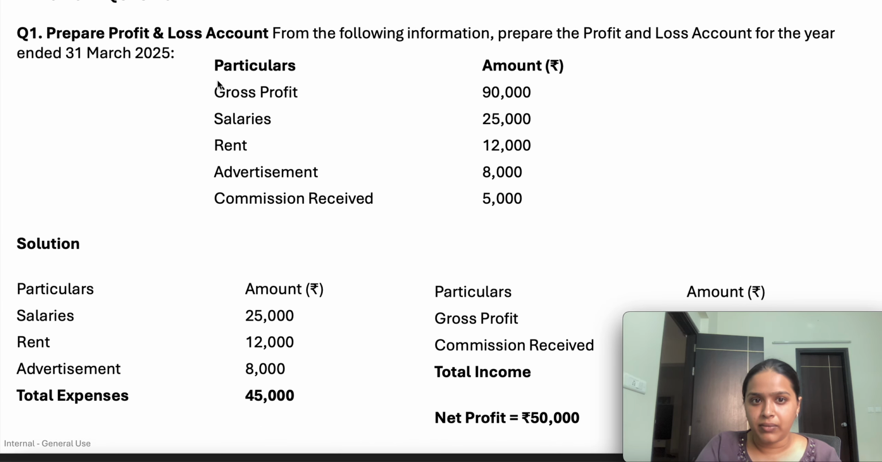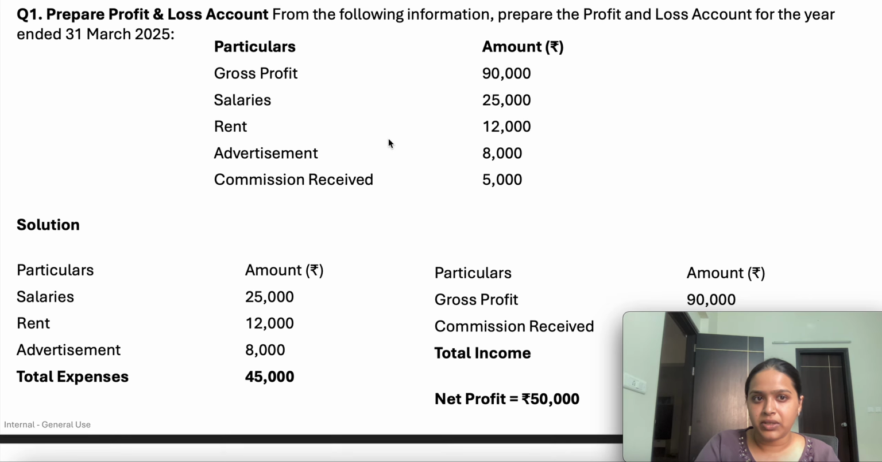In this example, they have given a gross profit of 90,000, and there are certain expenses like salary, rent, advertisement which they have incurred, and there is another income that they have received, commission received of 5,000. It means whatever expenses they have incurred, we have to reduce from the gross profit, and the commission received of 5,000 we have to add, right? It will increase the net profit.